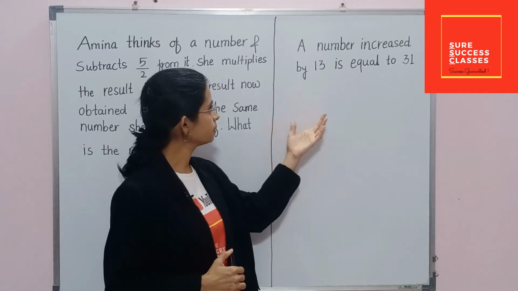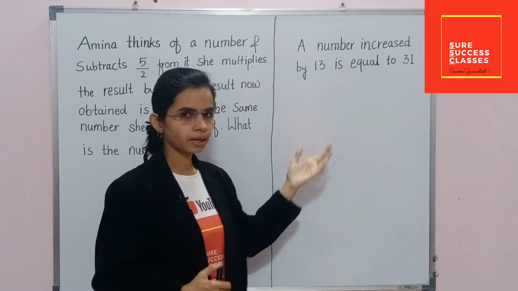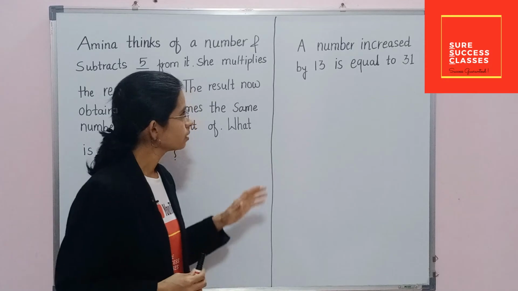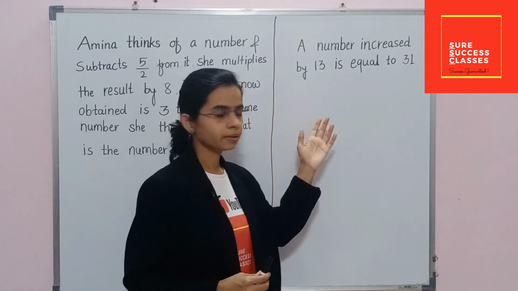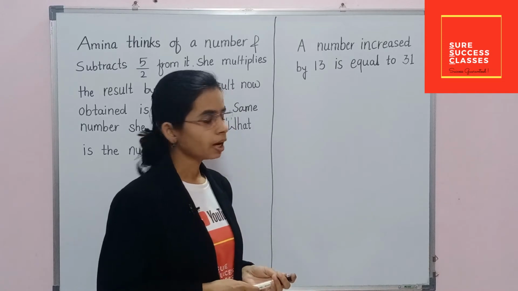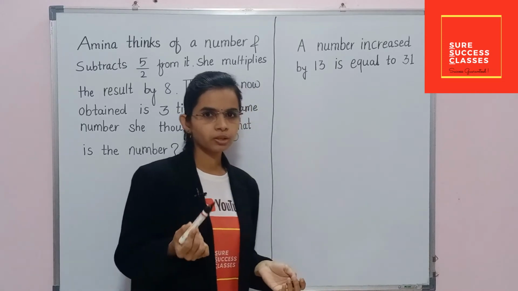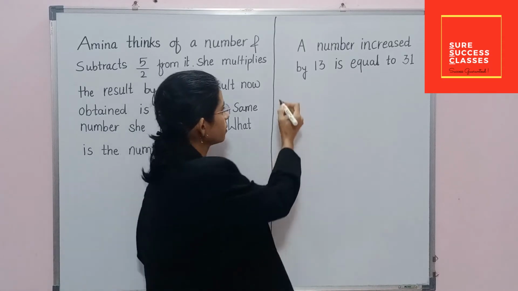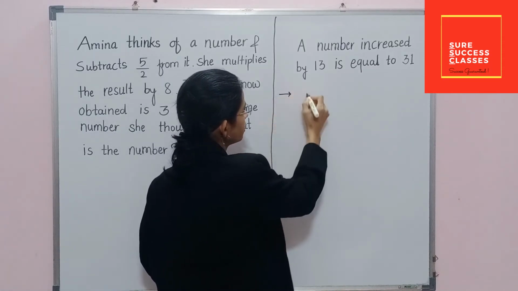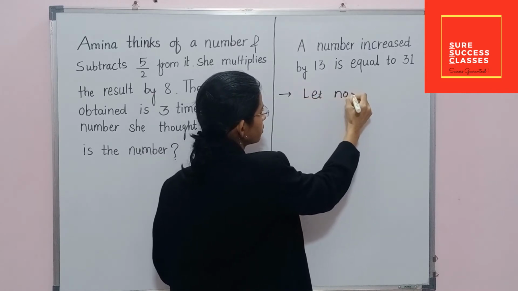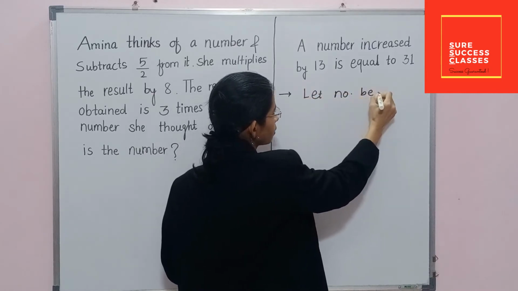Here the example given is: a number increased by 13 is equal to 31. When we read this question, we come to know we have to find that number, and whatever we have to find out, we will assume it by an English alphabet. Here we will assume that number, let the number be x.